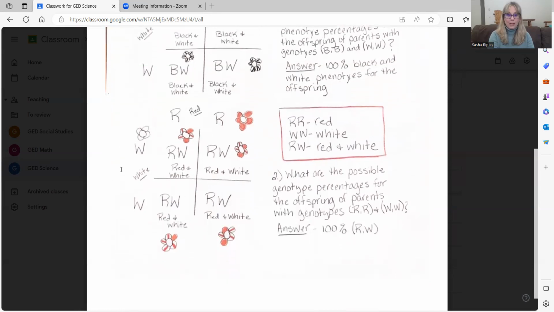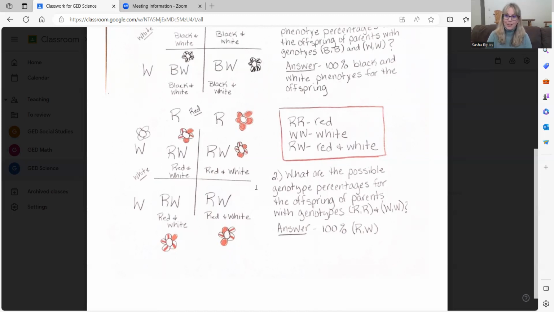All right, let's look at another Punnett square. I've got a red flower and a white flower. So I'm going to get an R allele, a W allele for RW, an R allele, a W allele for RW, an R allele, a W allele for RW, an R and a W for another RW. All right, so what are the possible genotype percentages for the offspring of parents with genotypes RR and WW? The answer is 100% genotypes RW. All of my offspring have RW genotypes.